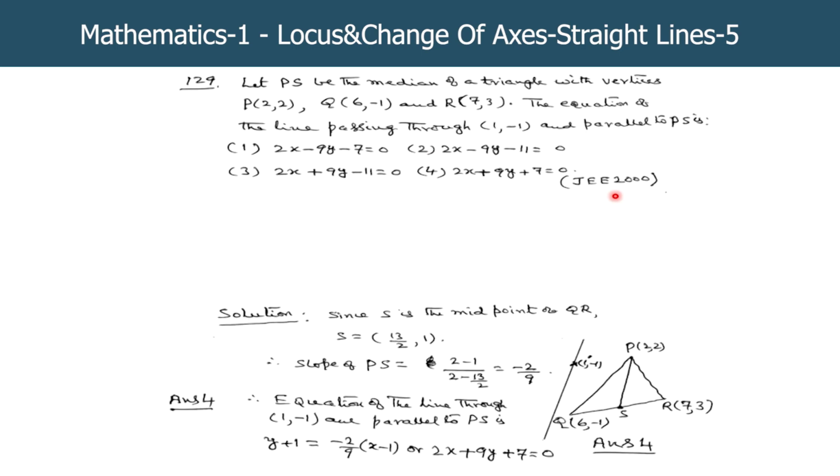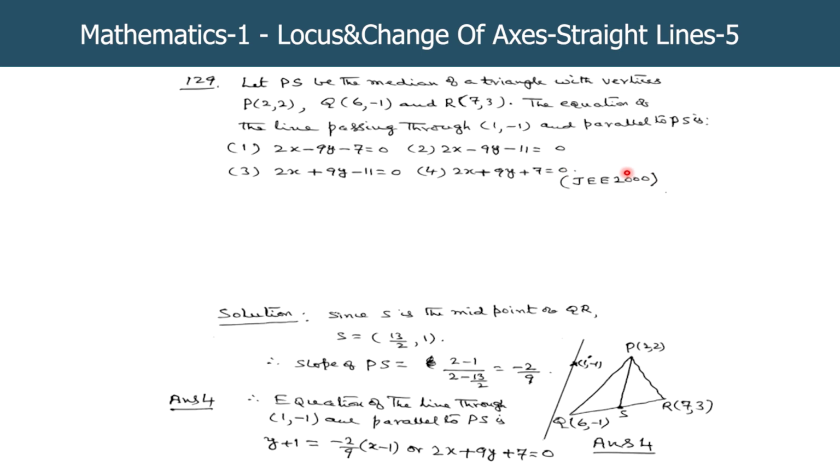Problem 129, which was asked in JEE 2000. Let PS be the median of a triangle with vertices P(2, 2), Q(6, minus 1) and R(7, 3). The equation of the line passing through (1, minus 1) and parallel to PS is: 1) 2x minus 9y minus 7 equal to 0, 2) 2x minus 9y minus 11 equal to 0, 3) 2x plus 9y minus 11 equal to 0, 4) 2x plus 9y plus 7 equal to 0.